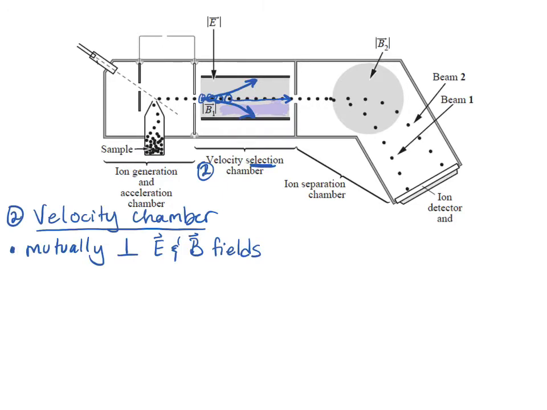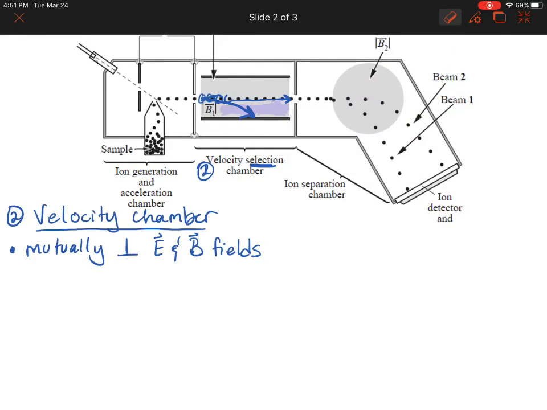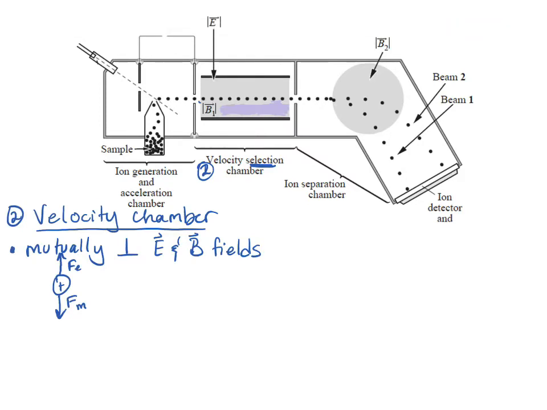Some of them will go up or down, either being influenced by the electric field or the magnetic field more than the other. But what we want is ones that are perfectly affected by each. So we want positive ions where the electric force going upwards is equal and opposite to the magnetic force going downwards. Okay? So let's just say in this situation that I had a battery tied to this that looked something like this.